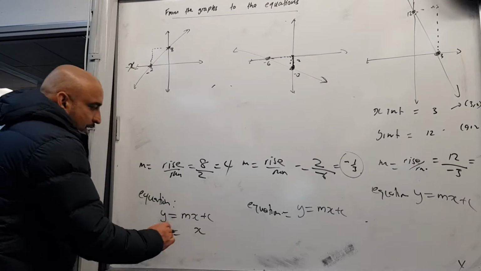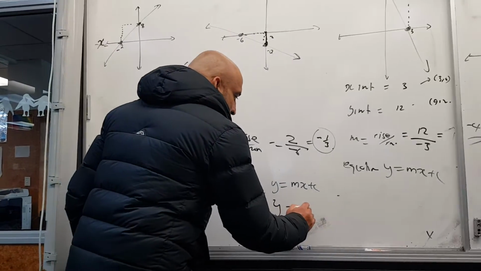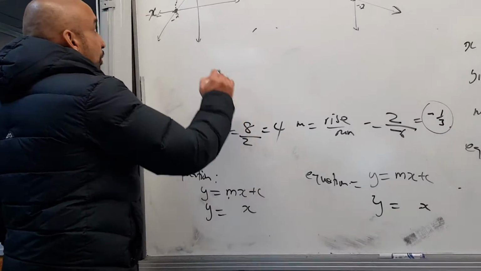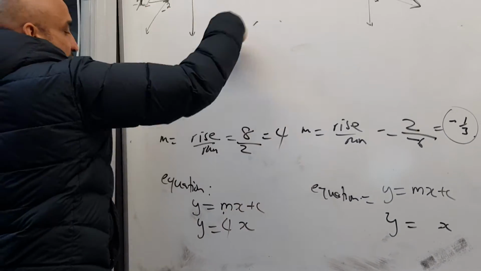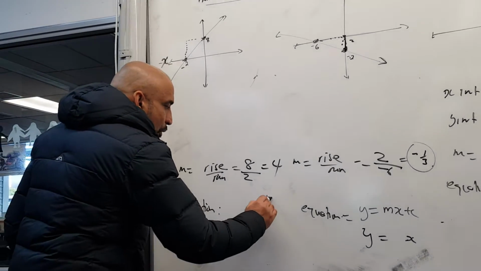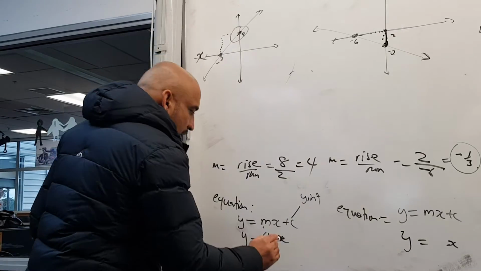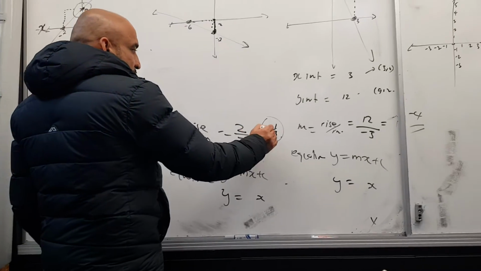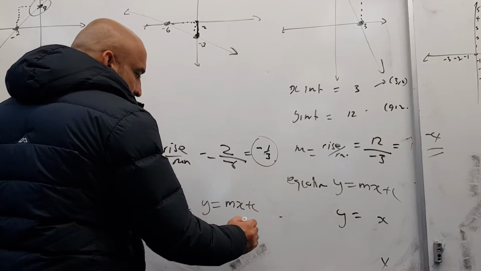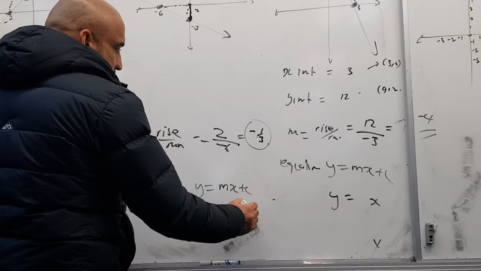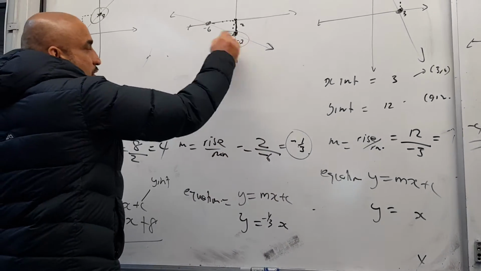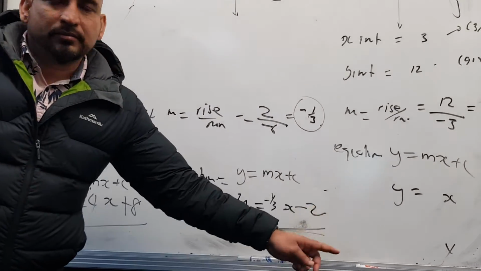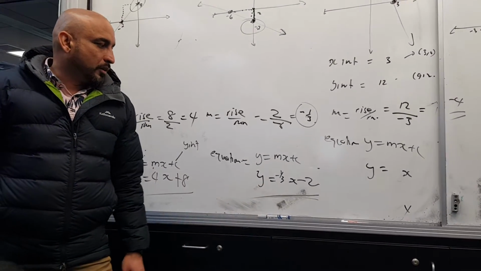y and x, they are constant, they will remain the same. What's my m? For this, m is 4, so for this graph it is 4x. c is the y-intercept. So what's my y-intercept here? 8. So +8. That's my equation. My gradient over here is -1/3, so -1/3 x plus, what's my y-intercept? It is -2. I can even say -1/3 x plus -2. So this is the equation: y = -1/3 x - 2.